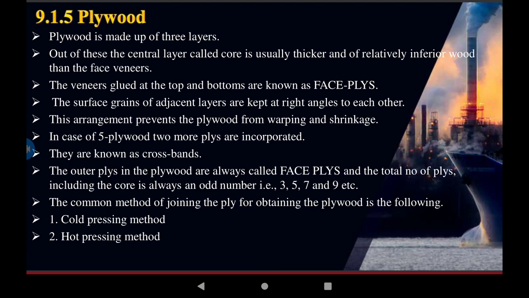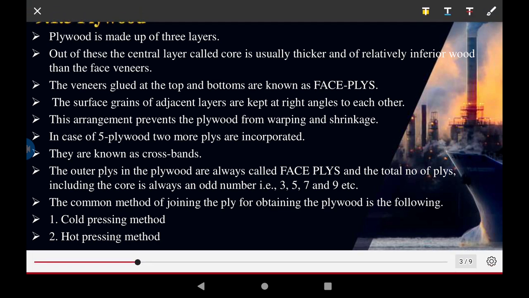The plywood. What is the meaning of plywood? Plywood is made by 3 layers, 4 layers, or 5 layers. Each layer is made from small pieces of wood. Okay. Out of these, the central layer is called the core.